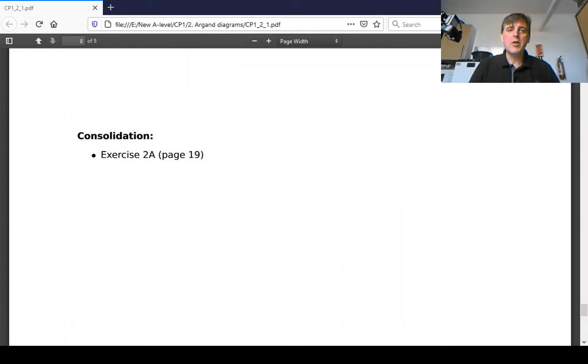And that is our introduction to the Argand diagram. Quite a simple idea, I hope you agree with me. If you want to get yourself a bit more practice and a bit more stuff to do with complex numbers in general so far, then exercise 2A is a good exercise for you to be doing. But we'll be back shortly with another video which is going to use the Argand diagrams even more.